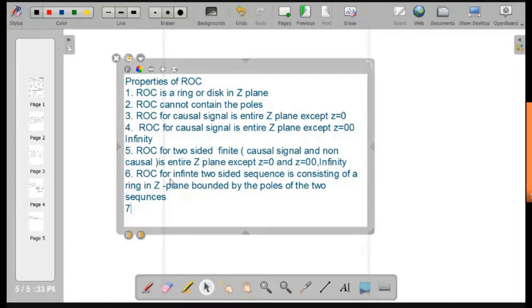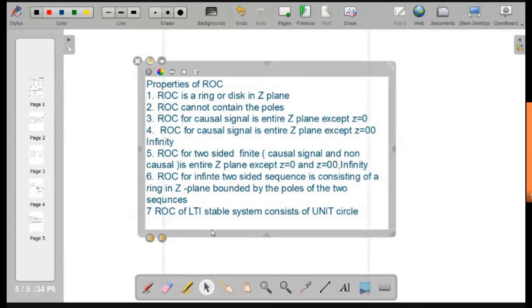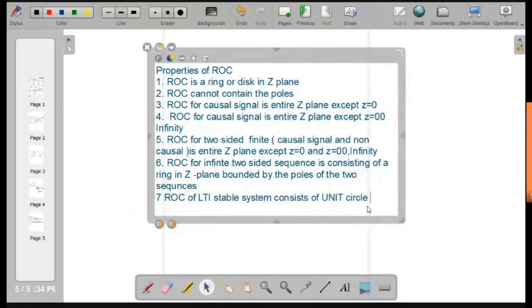One more thing I think we missed. ROC of LTI system, linear time invariant system, LTI stable system, consists of unit circle. This we will see. ROC of LTI stable system consists of the unit circle that we will see now.